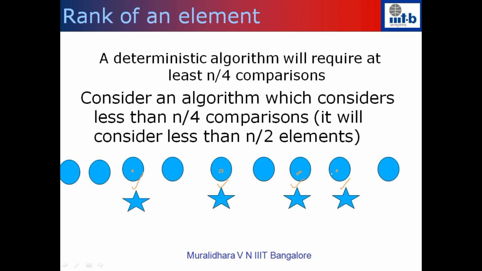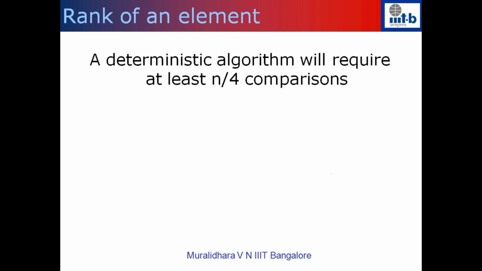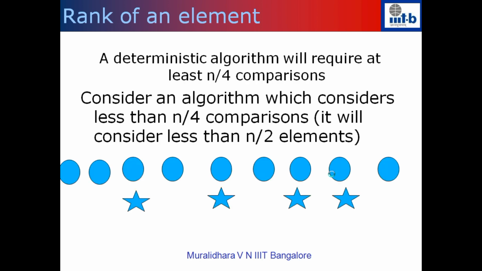Any deterministic algorithm which gives us a number greater than the median has to do omega n number of comparisons. But we have shown a randomized algorithm which in order log n time gives a number which is greater than the median, but there is a very small probability that the answer given to us is wrong. So in practice, it's better to live with an order log n algorithm which makes mistakes very rarely, rather than living with a deterministic algorithm.